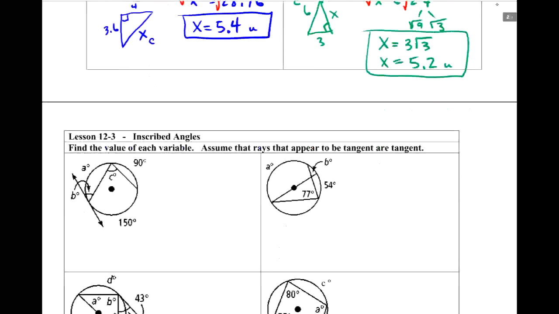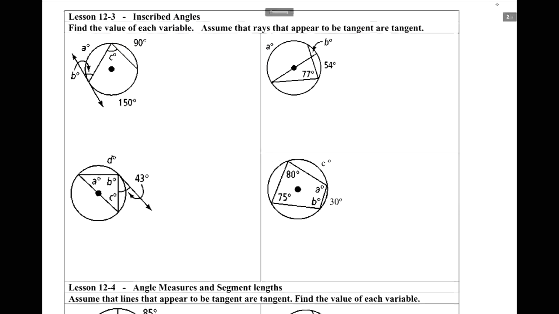Let's see what's next. Ooh, 12.3 was inscribed angles, and we said that the measure of the angle is 1/2 of the measure of the intercepted arc. And then we had some corollaries that went along with that. Let's look at our first one here. We need to find the value of each variable. Assume that rays that appear to be tangent are tangent.